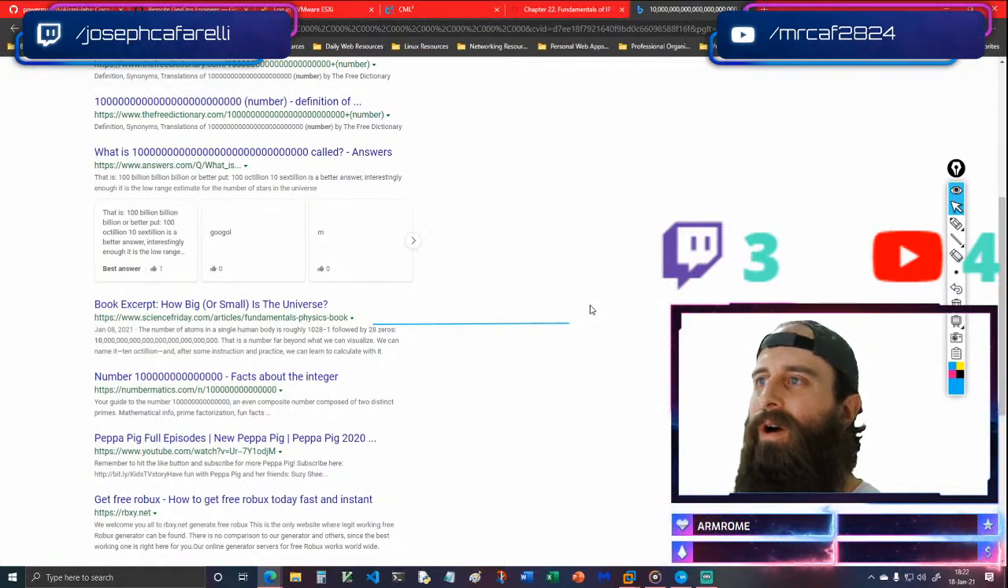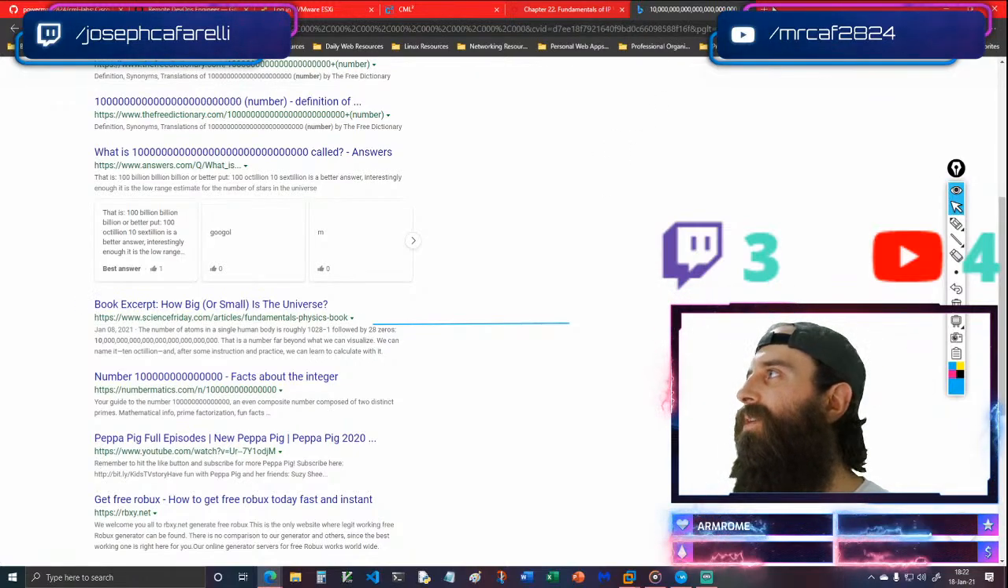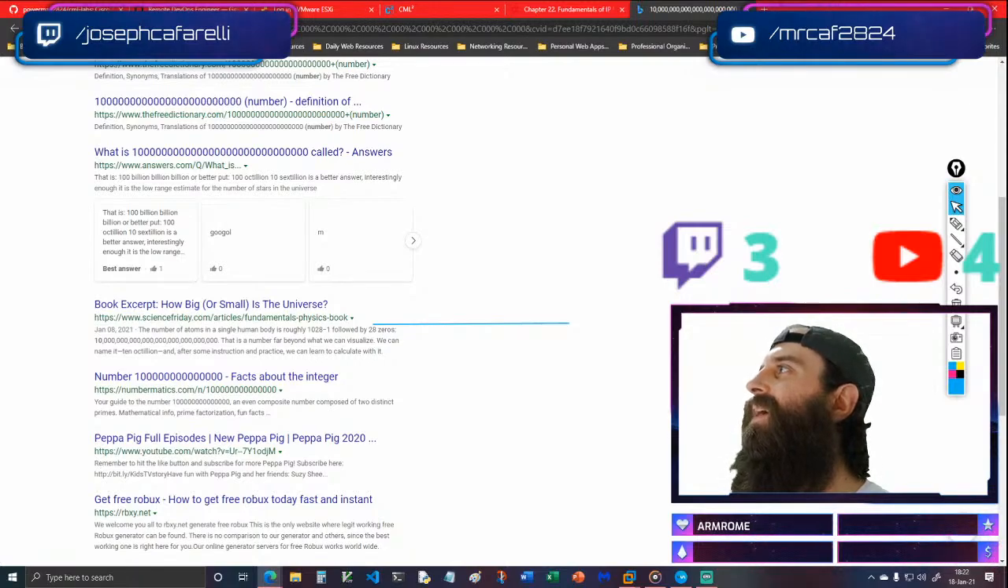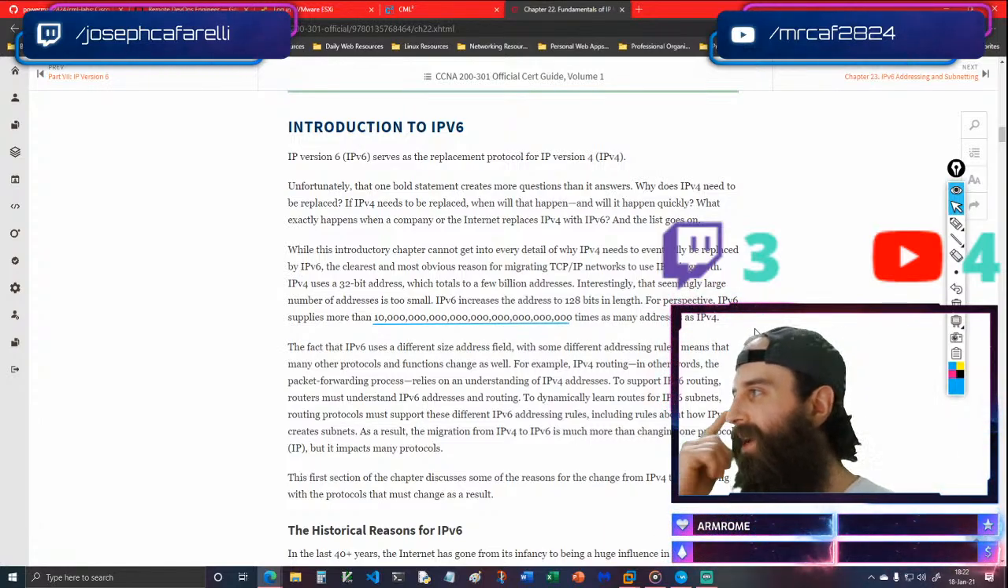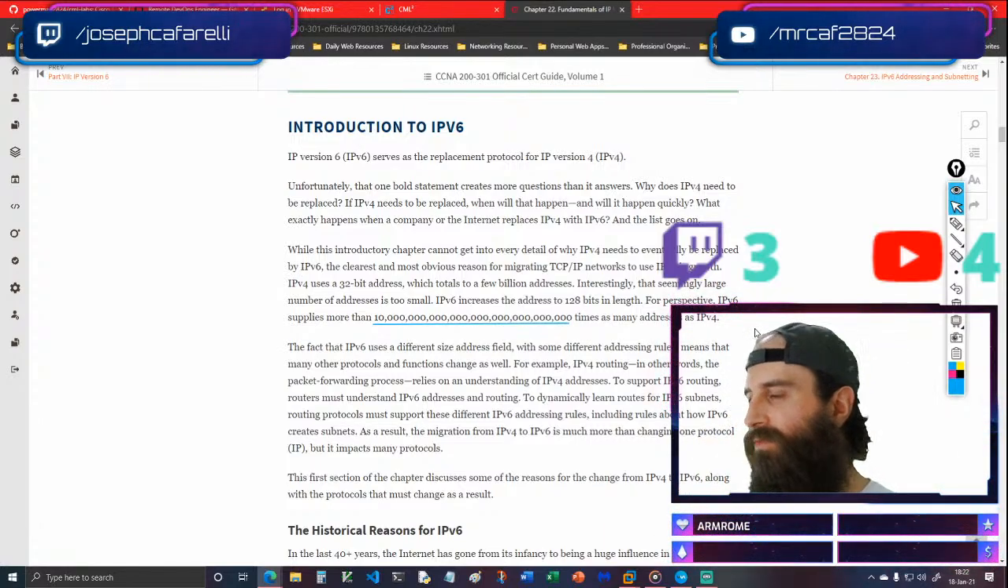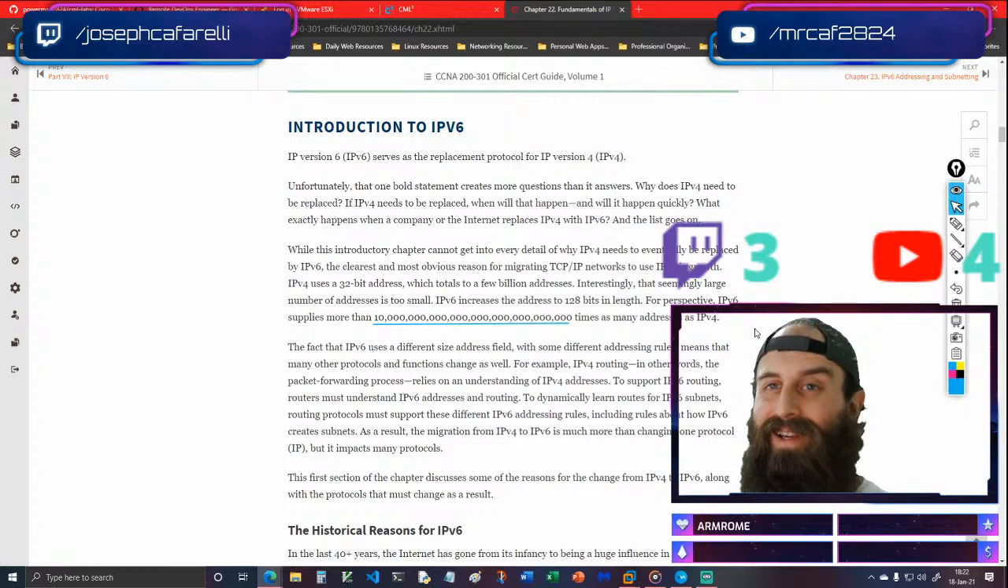10 octillion. There it is. We can name it 10 octillion. So that is 10 octillion. How's that for you? So 10 octillion times as many addresses as IPv version 4. So, yeah, that's a big number, guys.